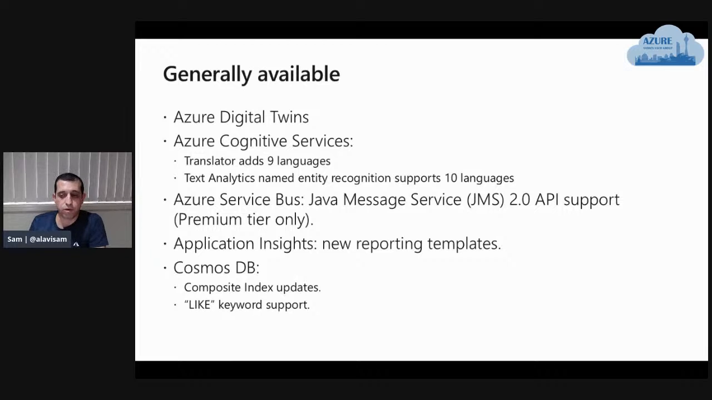Similarly, if you are from the data world, you are definitely familiar with the LIKE keyword support. The LIKE clause is also available in GA for Cosmos DB queries. Similar to T-SQL, we can use the LIKE keyword in Cosmos DB queries.